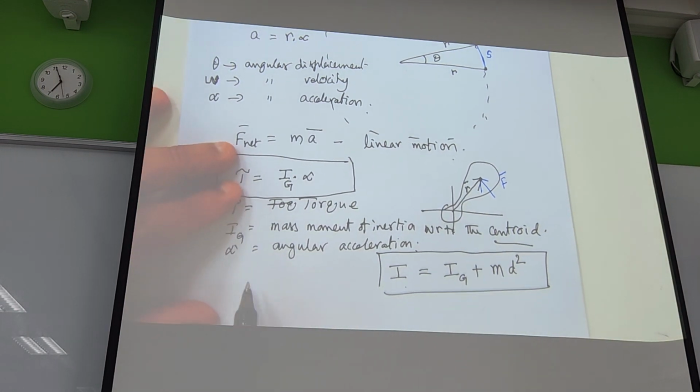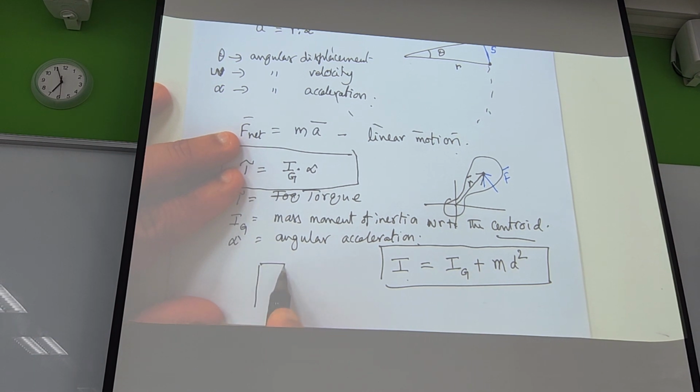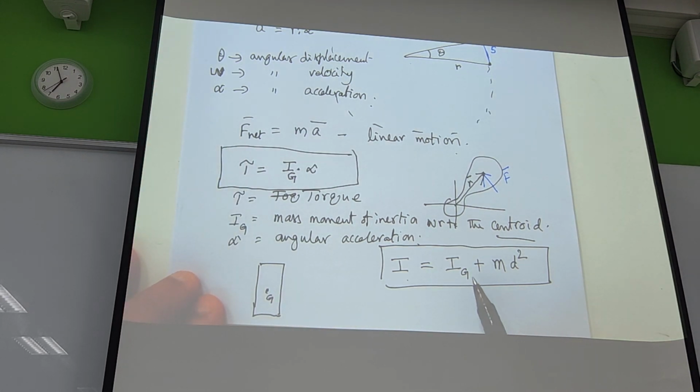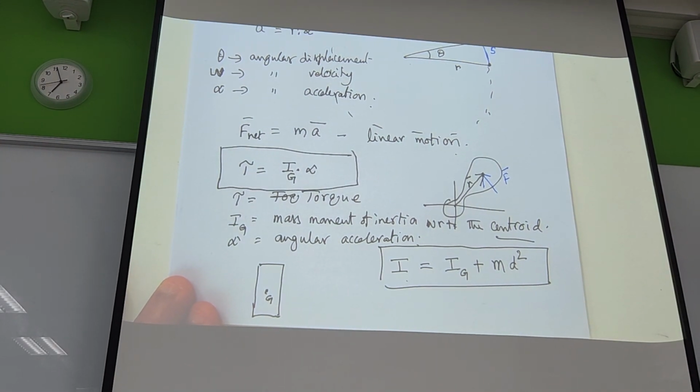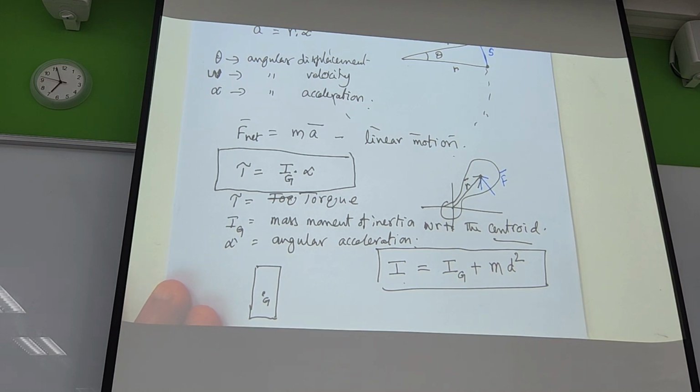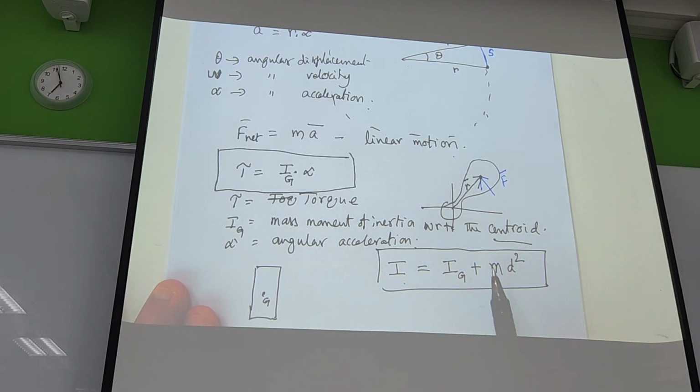Now, for example, let us take a link like this. With respect to the centroid, Ig, the moment of inertia, you know from the property tables. You know the properties of the geometries based on the standard tables, so you can get the formula for Ig if you know the geometry of your link.